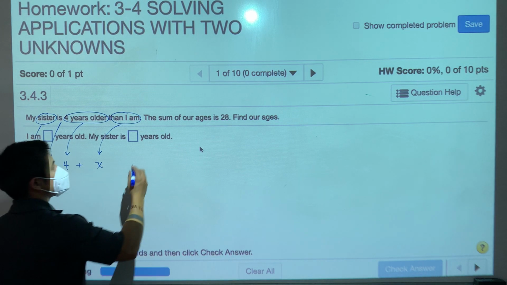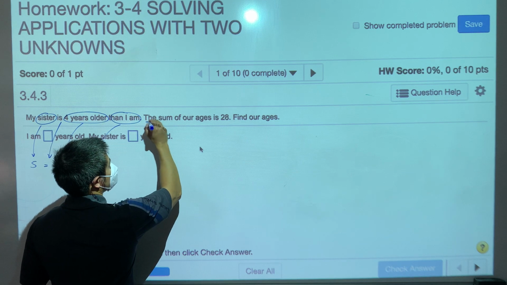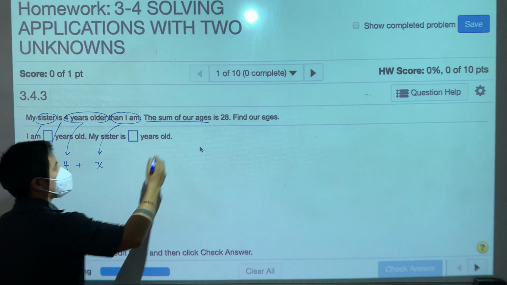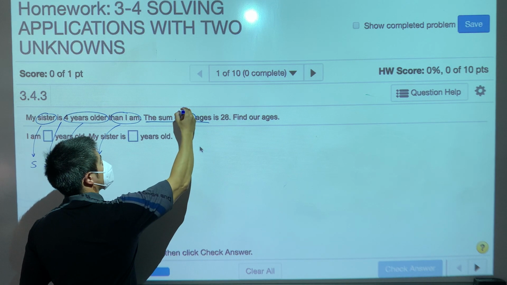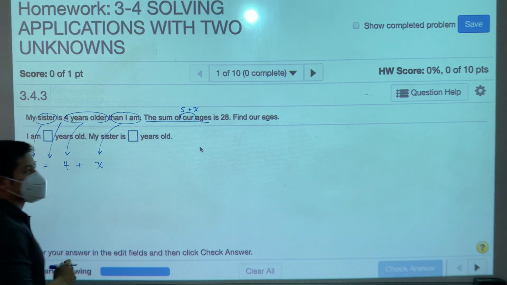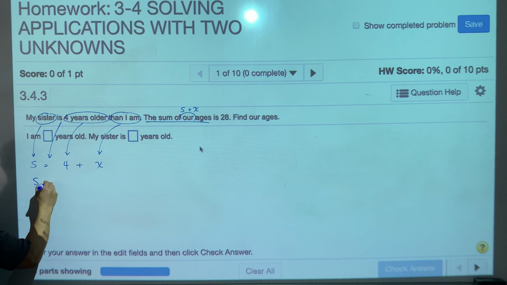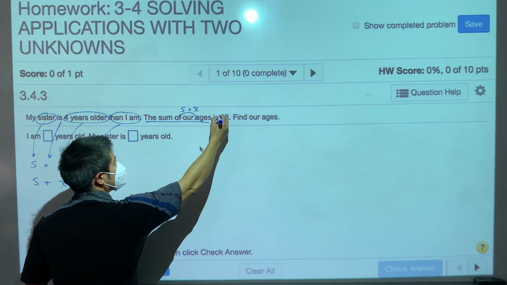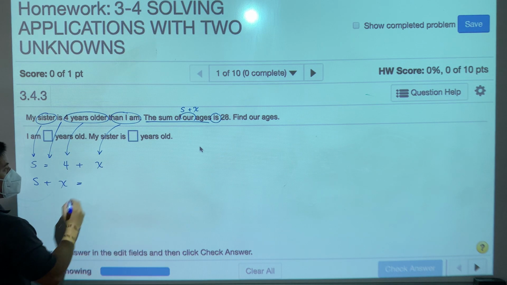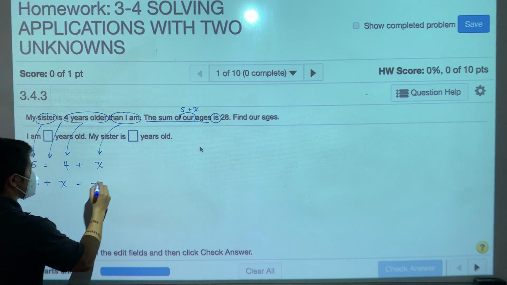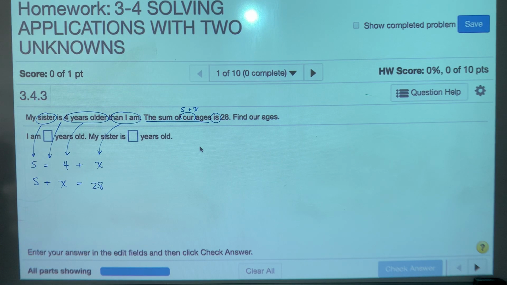Now, let's look at this. The sum of our ages. So, our represents who? Sister and me, right? Our ages. So, S plus X is, we know what that means. That's going to be equals 28. And that, of course, is obvious. Here it is. You guys with me so far?